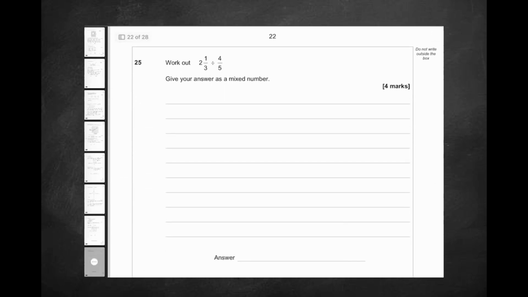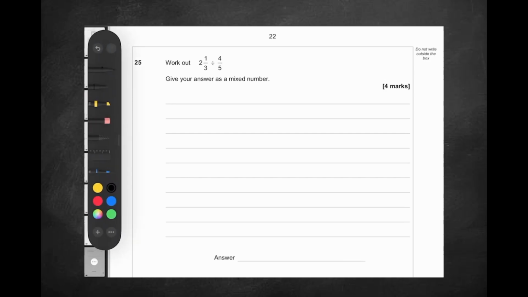Question 25. 2 and a third divided by 4 over 5. Give your answer as a mixed number. So I'm going to say 2 and a third equals 6 over 3 plus a third. All I've done there is change the 2 into thirds, which equals 7 thirds. So 2 and a third divided by 4 over 5 is the same as 7 over 3 divided by 4 over 5. And when you divide by a fraction, you can flip what you are dividing by and multiply it.